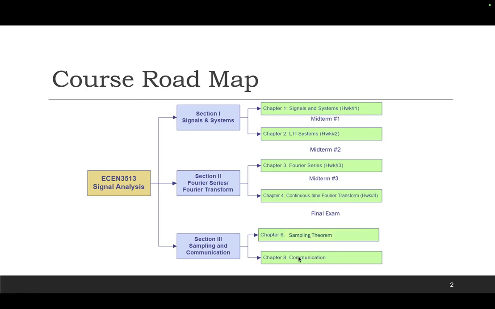And sampling and communication are just the real world applications. For sampling, you need to know that if you want to do the sampling, the sampling frequency you need to choose carefully. If you choose it too big or too small, which means your period is too big, then after you sample your data, the sampled data cannot represent the original signal. You need to pay attention to that one.